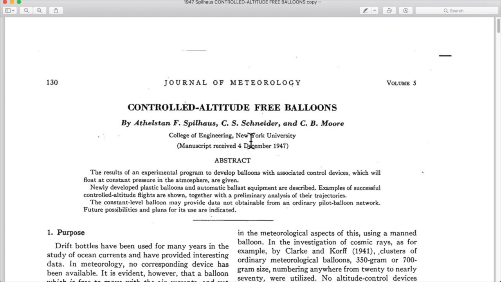Let's continue our informal exploration of interesting balloon science papers.